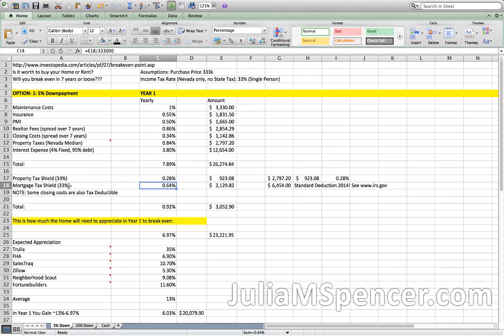The same goes for this mortgage tax shield. It's a little bit higher, obviously, because your mortgage interest expense is a lot higher, but the calculation is a little bit different here, because usually what we did is we calculated the interest rate times the 0.33%, and that would have been your tax savings.